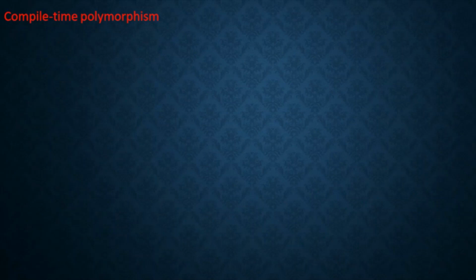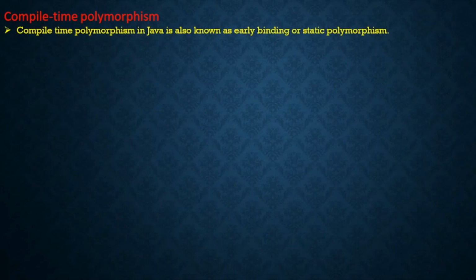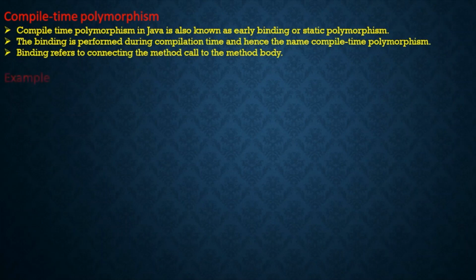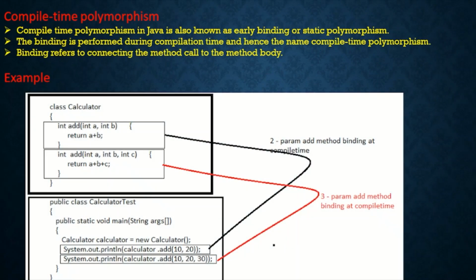Okay, I hope you have not understood. Let me show you with a picture. Let's consider this picture. I have a class called Calculator. I have one add method which takes two arguments, int a and int b, and returns a plus b, and another add method which takes three arguments and returns the addition of three numbers, right?